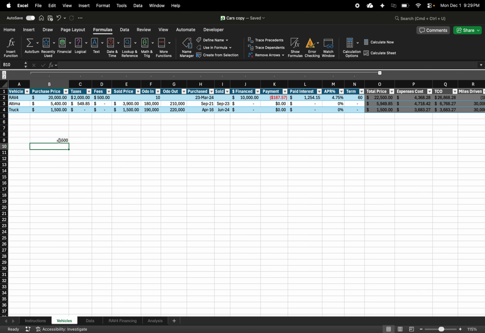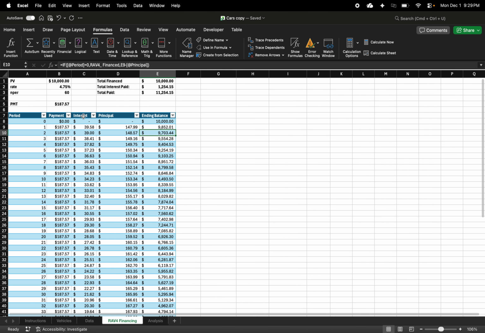So that is how I created names from this, and then if I jump over to the financing page, this is where I use them. So I said RAV4 finance, that's the amount, APR, the term, and then I also used it in this amortization table here. So that is how I use names. Oh, I also used this cell, which I called payment. So that is how I used names in my project.